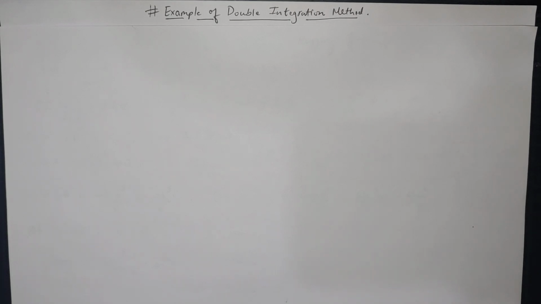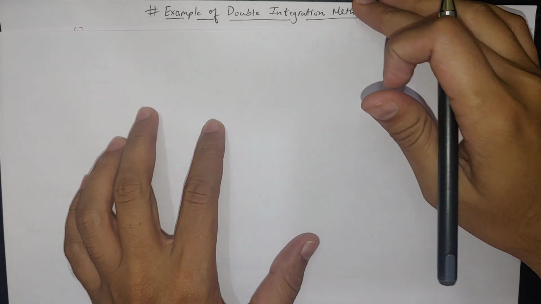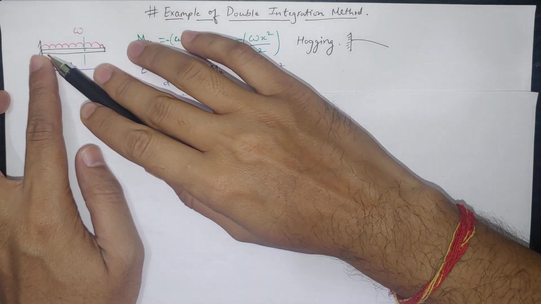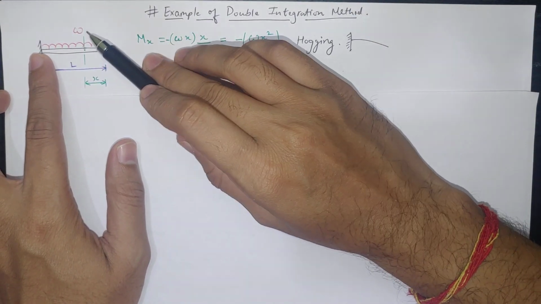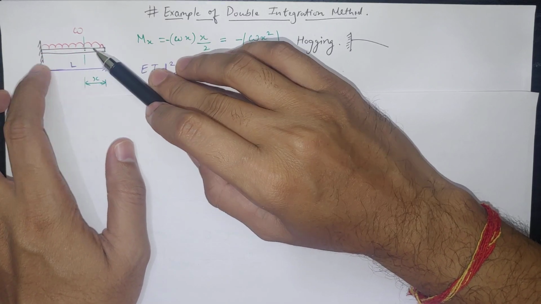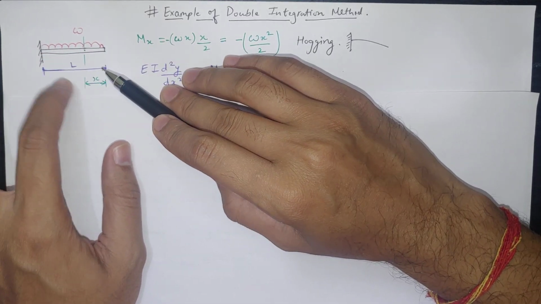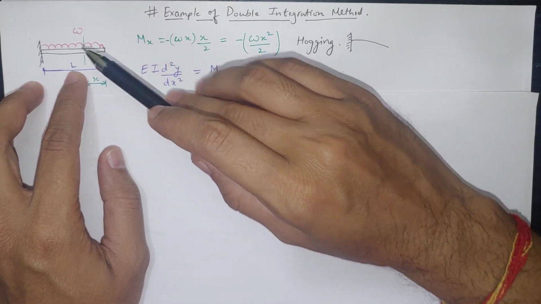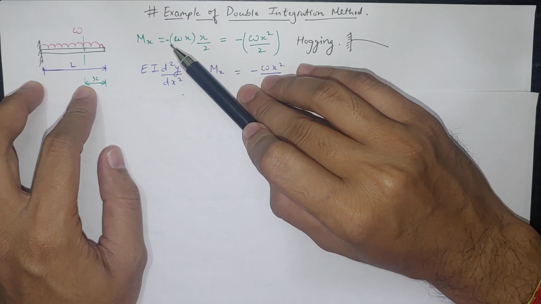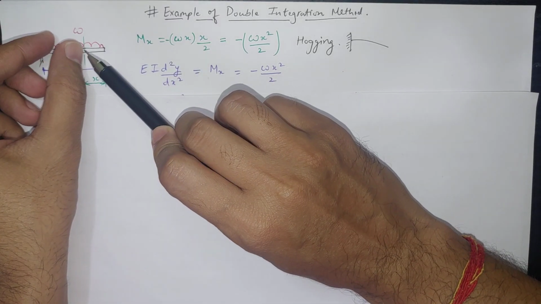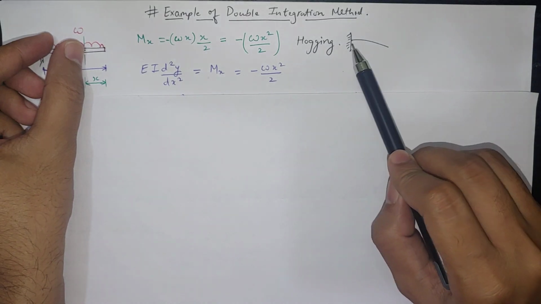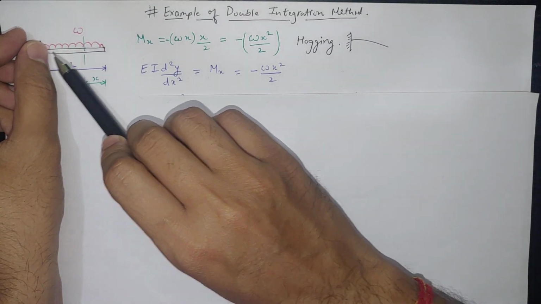In this video, we are going to see an example of the double integration method. You see a cantilever beam with a uniformly distributed load W, which is a load per meter. Here the total length is L, and if we calculate the moment at a random point x, the moment at x will be negative because it is a hogging position. The deformation will be like this for this cantilever beam.